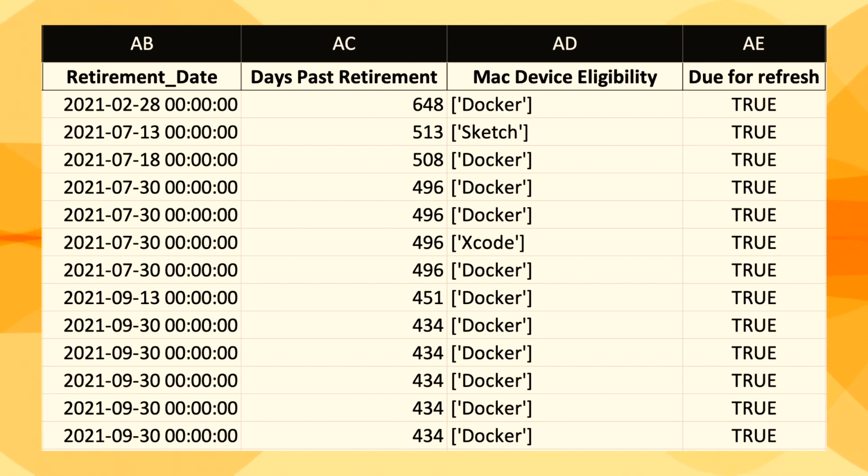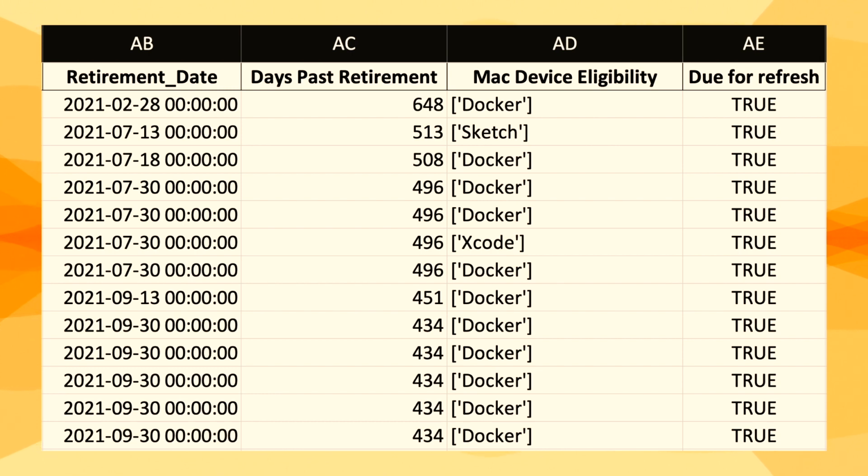I have cropped out of the screenshot deliberately here things like the computer name, the person who's using it, their role, etc. But the important data here is things like our retirement date, the days past retirement, the eligibility criteria that they used, and a Boolean value of whether it's due for refresh. And that's really calculated on whether it is past its retirement date or within 30 days of that retirement date.